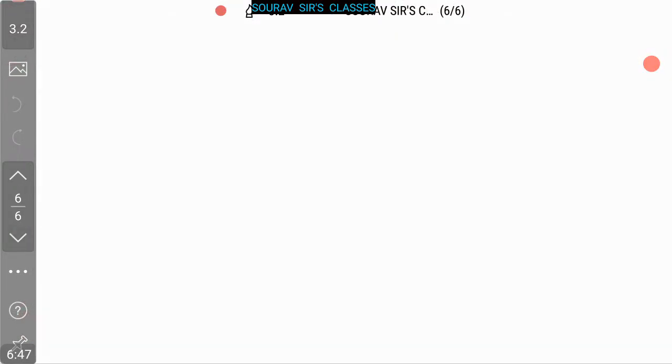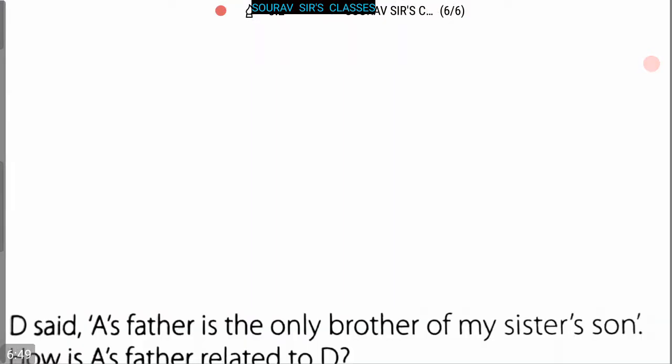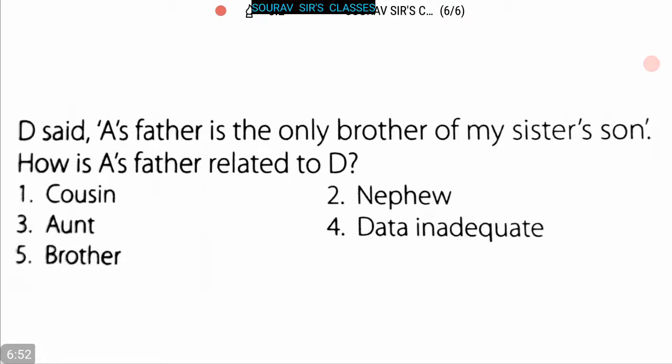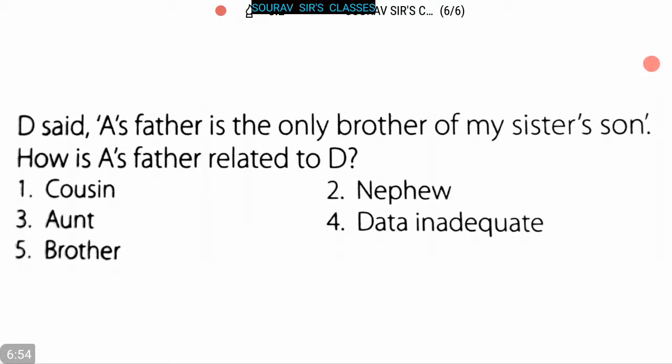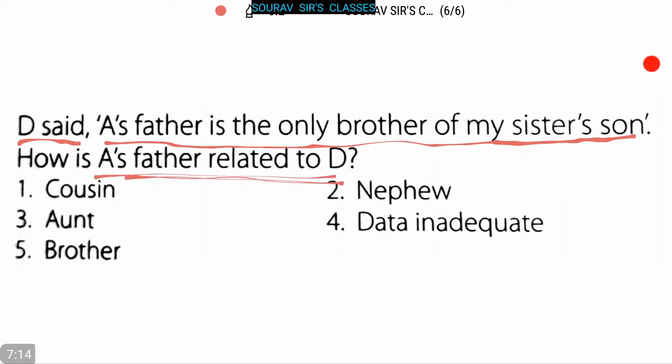Now here is our next question, and the question is: D said A's father is the only brother of my sister's son. Now we have to find how A's father is related to D. So we have to find the relation between A's father and D, and here 5 options are given.